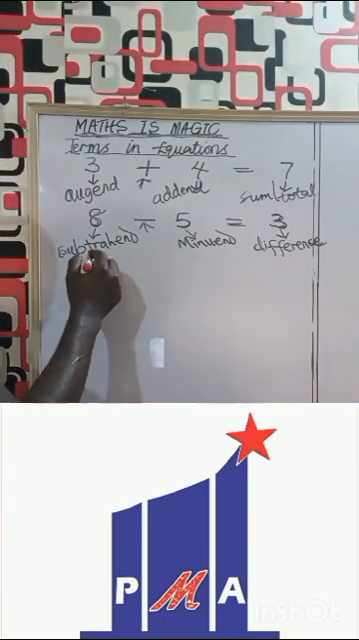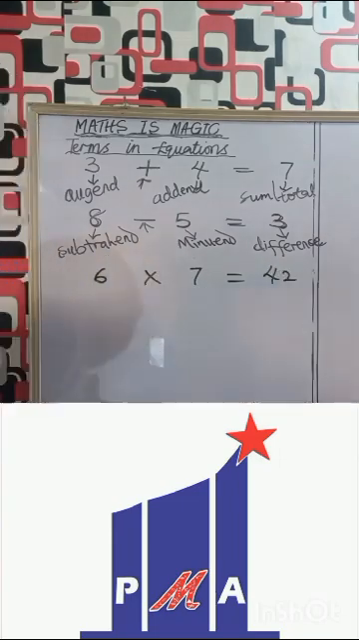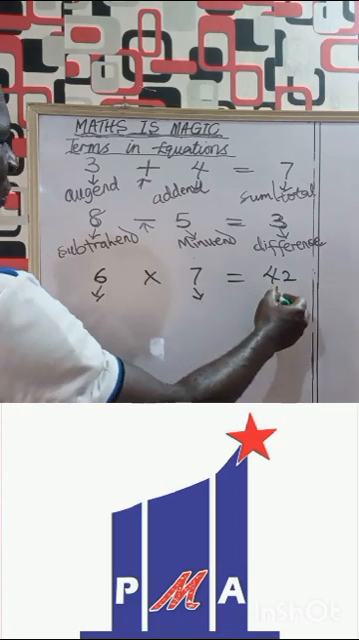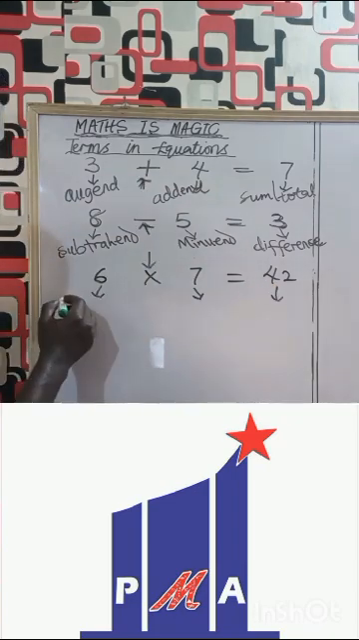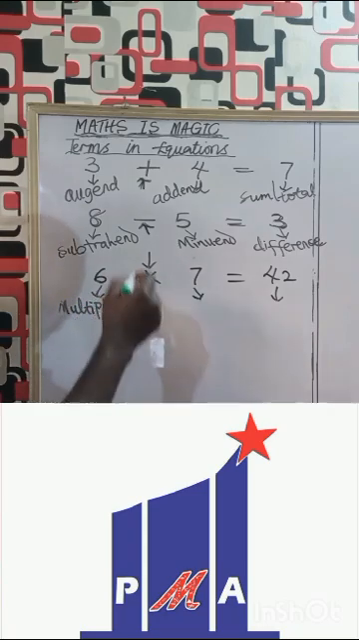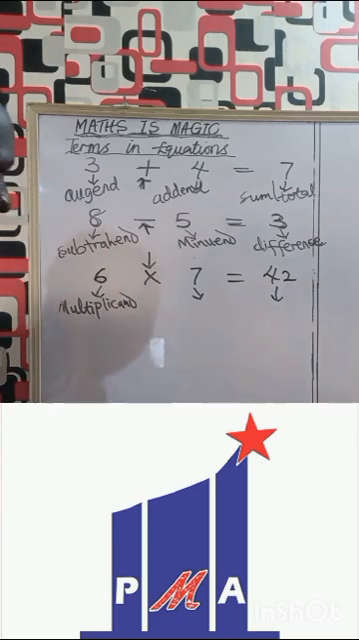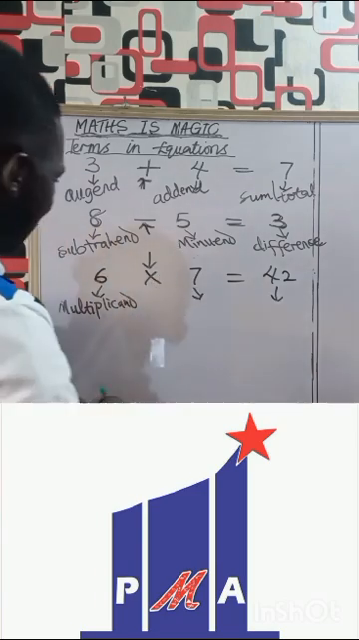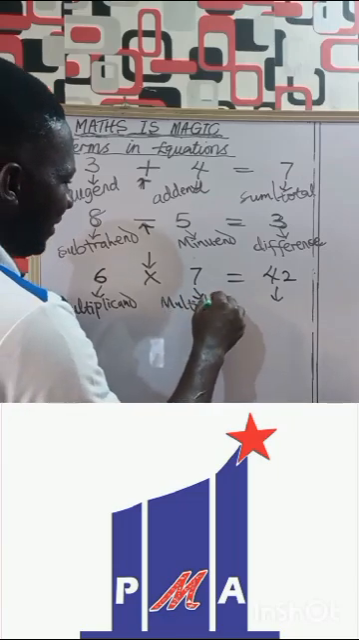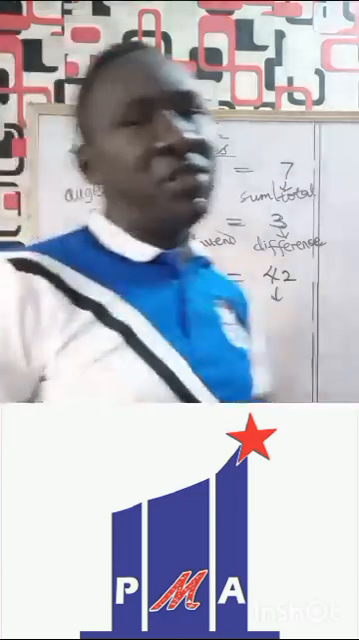Then the next one is 6. What's the name of 6? And what's the name of 7? This is called the multiplicand. Of course, that's where the word multiplication comes from. And this is the multiplier.